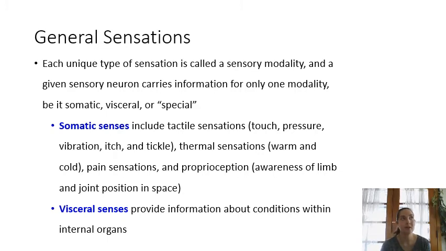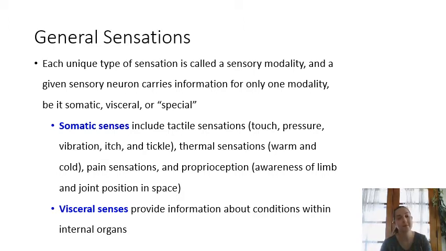These are tiny sensors that allow you to feel where your muscles, where your limbs, where your joints are in space. So if I raise my hand, I have an awareness that my hand is raised, and that's because of proprioceptors that we find in the muscles that are associated with that movement. Right. So those are all somatic senses.